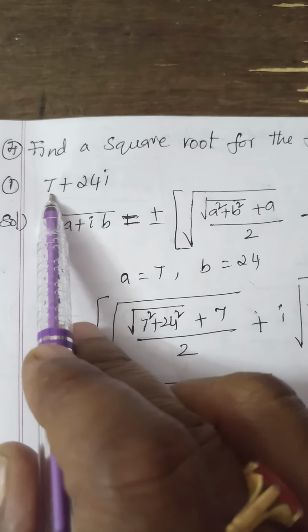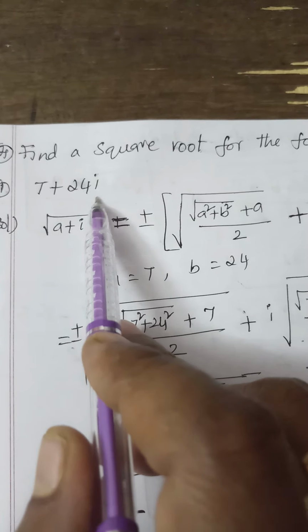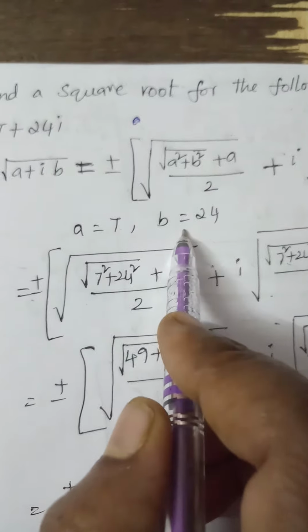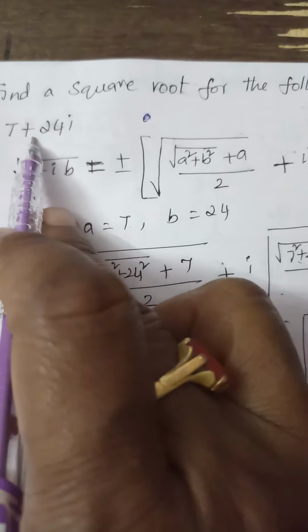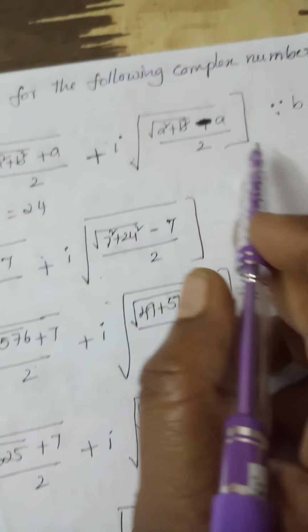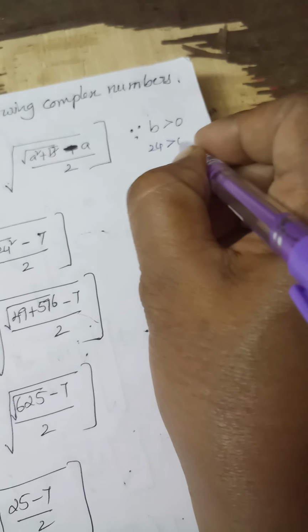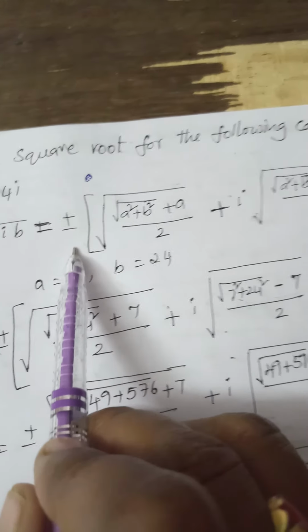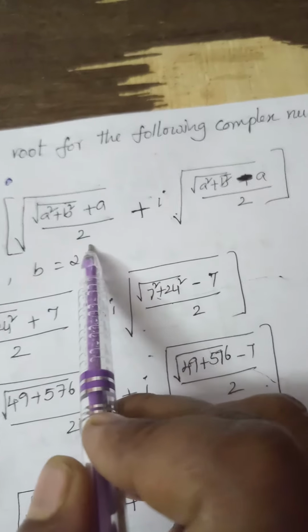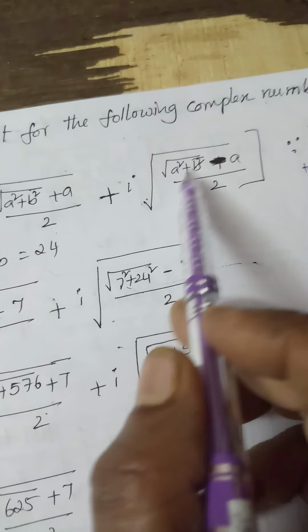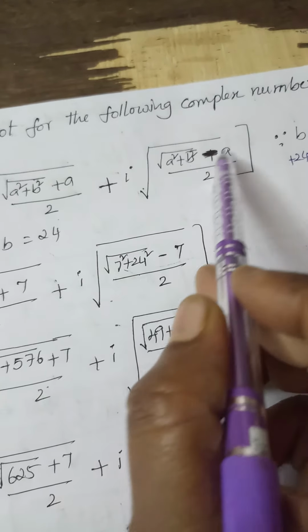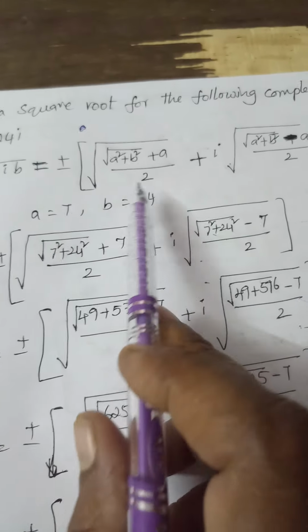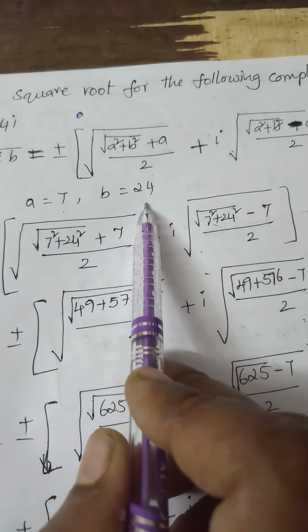Here the first complex number is 7 plus 24i. Look here, in this a value is 7 and b value is 24. This is plus 24, b greater than 0, because 24 is greater than 0. So take the first formula: root a plus ib is equal to plus or minus root of (root a square plus b square plus a) by 2 plus i into root of (root a square plus b square minus a) by 2. So in this formula substitute a is equal to 7 and b is equal to 24.